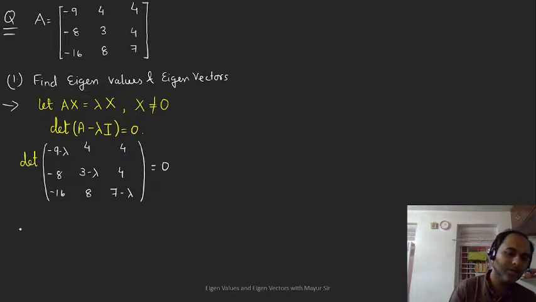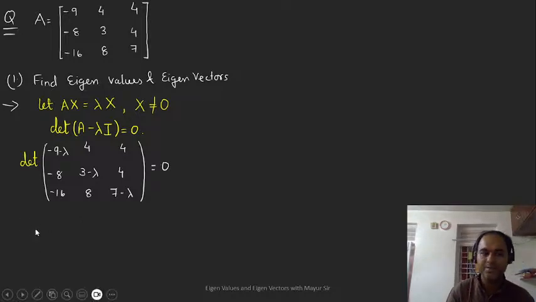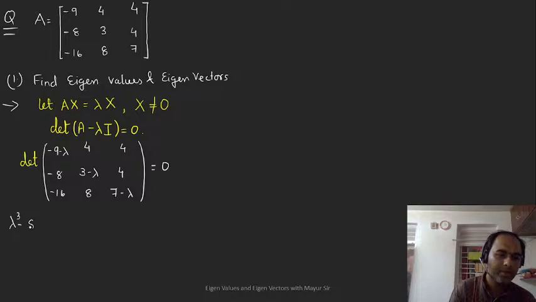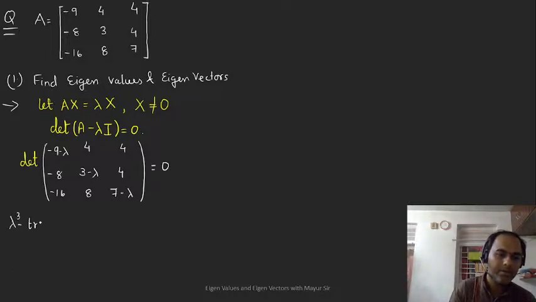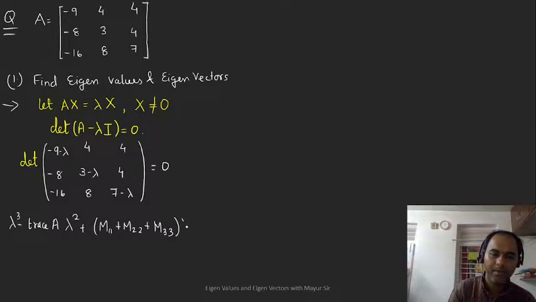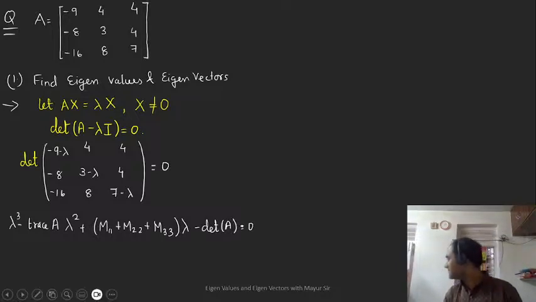Calculate the characteristic equation from this. You can write down the formula: lambda cube minus trace A lambda square plus (M11 plus M22 plus M33) lambda minus determinant A equals 0.